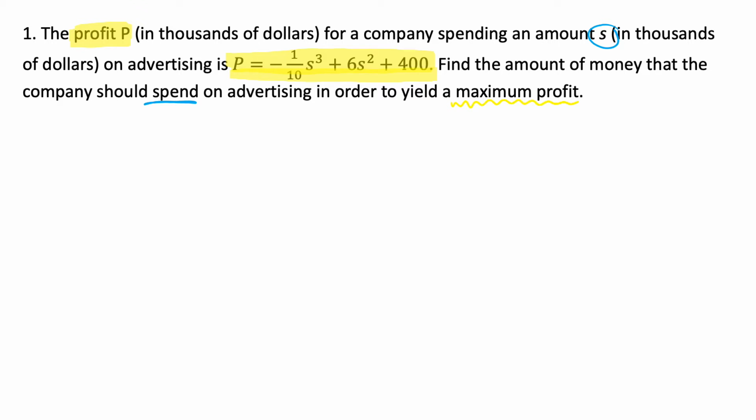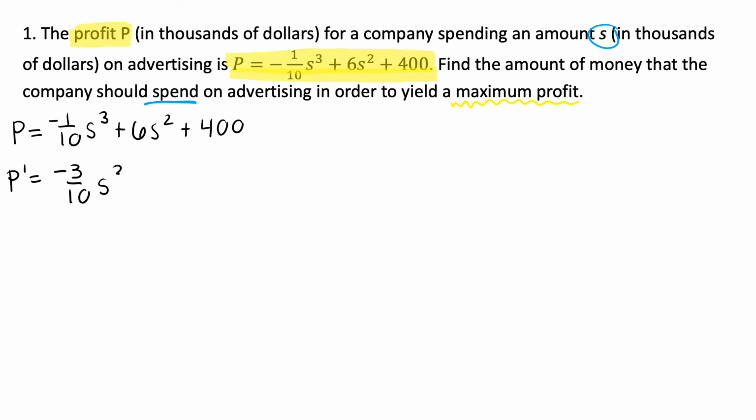So they gave us our profit equation P as negative 1/10 S cubed plus 6S squared plus 400. And because we want to find the maximum, we want to use the calculus we know. So we want to take the derivative and then look for those critical points where we have those horizontal tangents. And then from there, we want to plug them back in and see which one is actually the maximum value. So we'll start by taking our derivative, P prime, using the power rule, bringing that 3 in front. We get negative 3/10 S squared plus, bringing that 2 down, 12S. Then, of course, the 400 goes away.